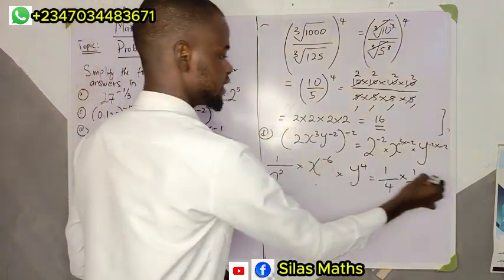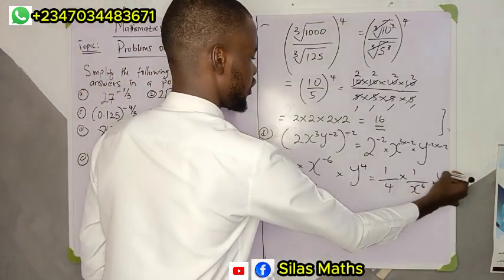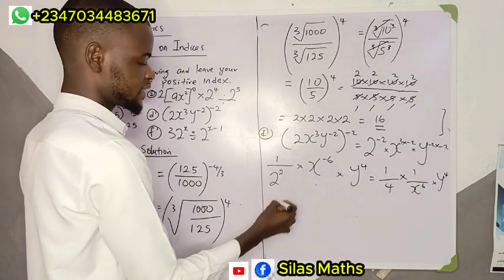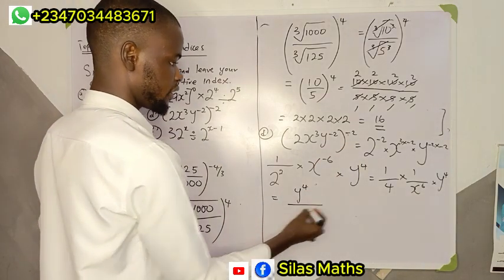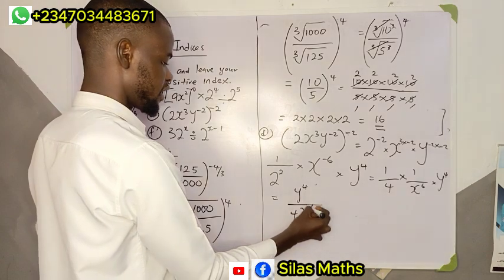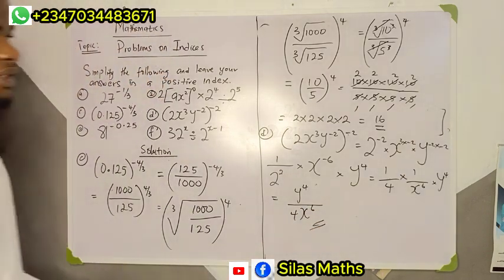applying the negative power law. Then this will give me times y to the power of 4. So my final answer would be y to the power of 4 all over 4x to the power of 6. So that is that for this.